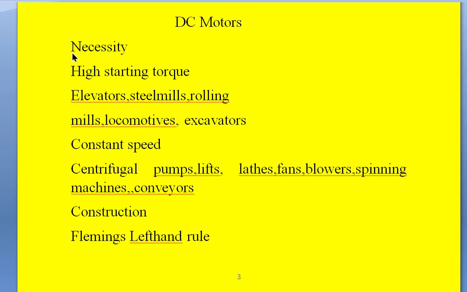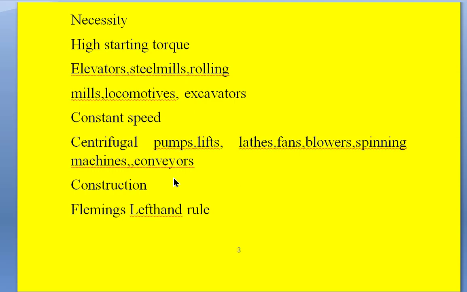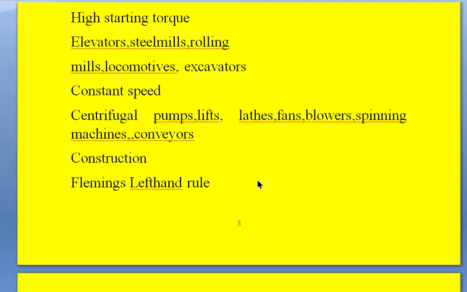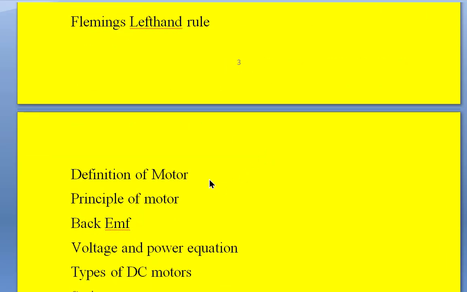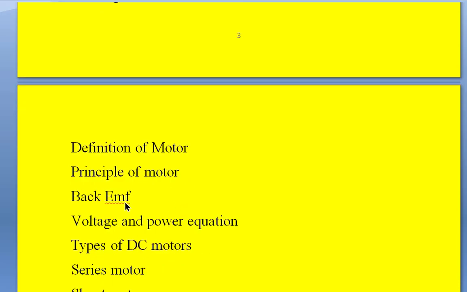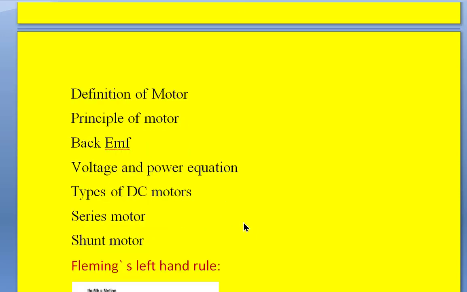Here the topics are what is the necessity of DC motors, then what is the construction of the DC motors, next Fleming's left hand rule, definition of motor, principle of motor, back EMF, voltage and power equations for the DC motors and the types of motors, then series motor, shunt motor and their related equations like voltage equation and power equation for this series motor and shunt motor.